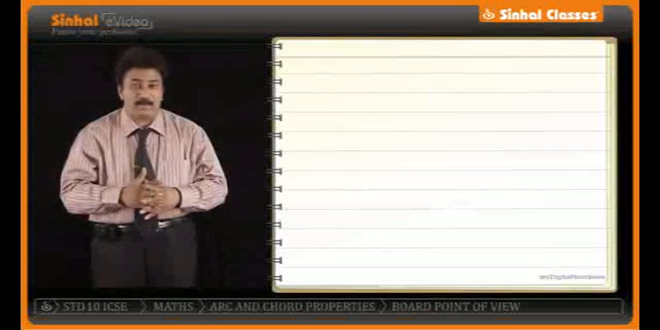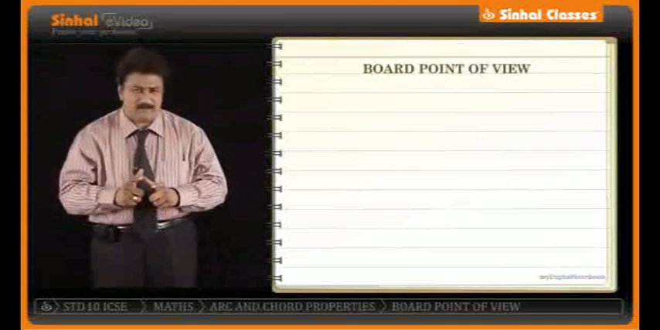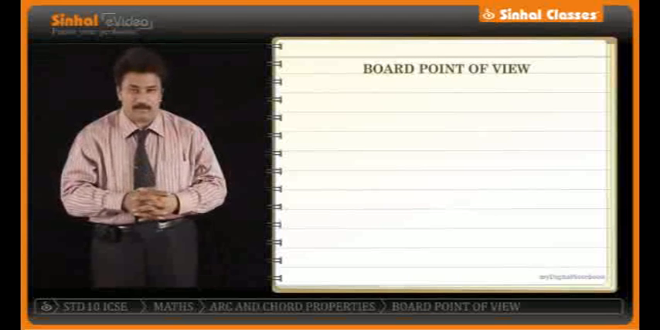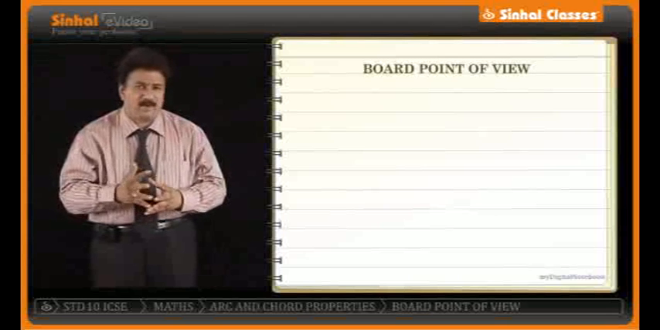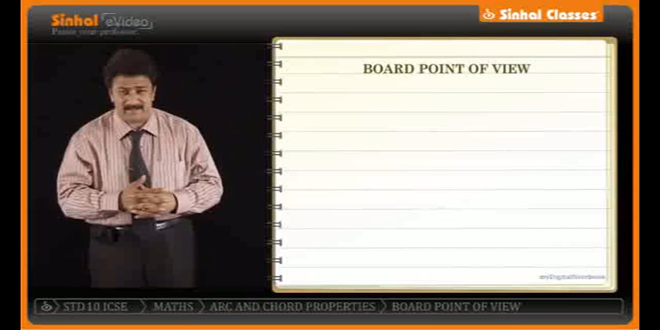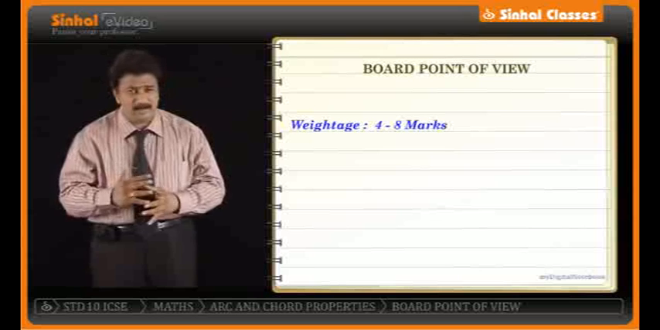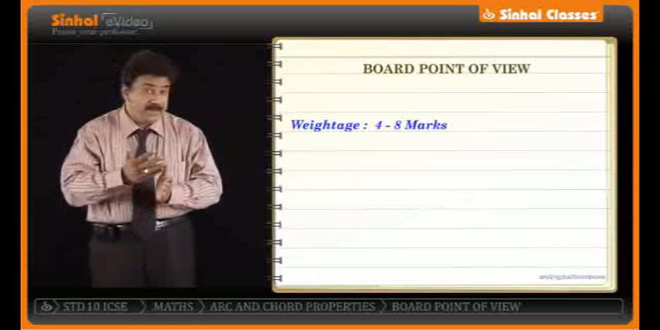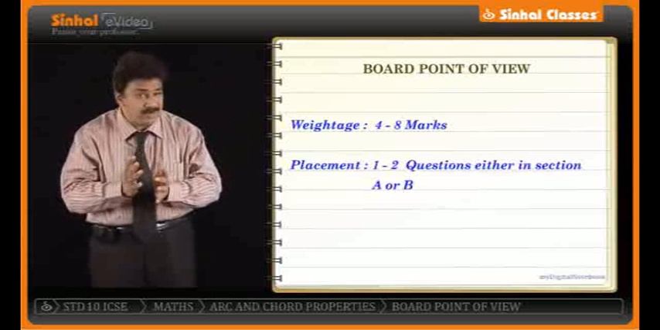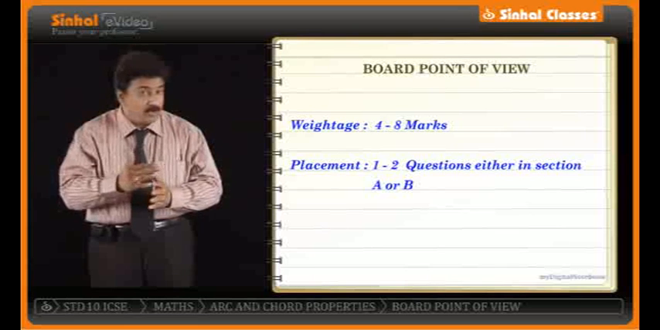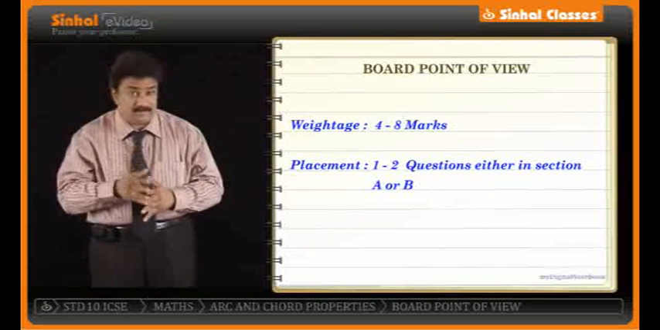Now let's see this chapter from the board point of view. I want to say from ICA's examination point of view. It has to be one of the good chapters, one of the important chapters basically, because it carries some good weightage: 4 marks, 8 marks depending upon that. It can be either in Section A or Section B. There's nothing fixed. There can be 1 question or 2 questions also from the single chapter.